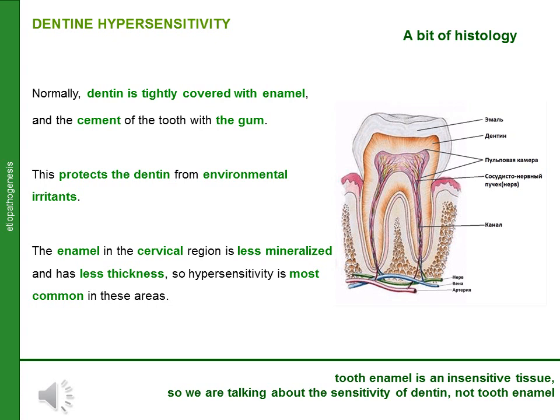A bit of histology. Etiopathogenesis. Normally, dentin is tightly covered with enamel, and the cement of the tooth with the gum. This protects the dentin from environmental irritants. The enamel in the cervical region is less mineralized and has less thickness. So, hypersensitivity is most common in these areas. Tooth enamel is an insensitive tissue, so we are talking about the sensitivity of dentin, not tooth enamel.